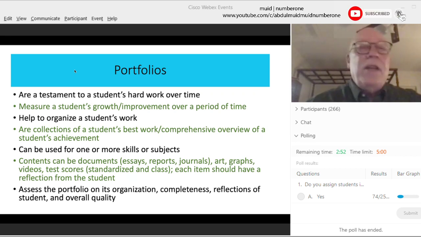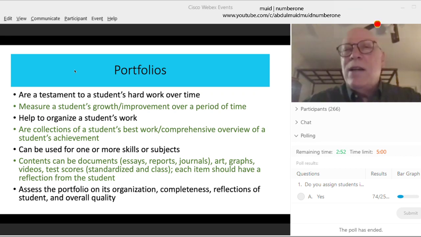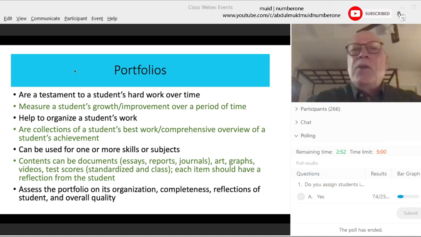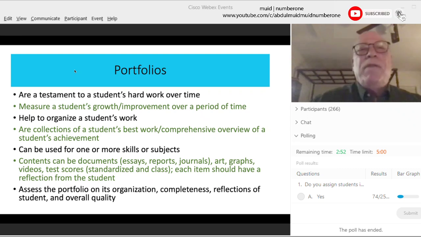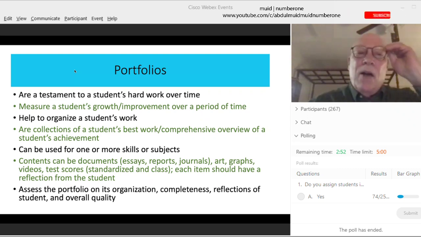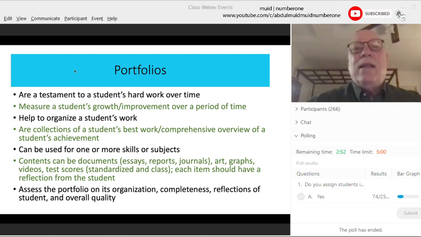You may have failed a test, you don't put that in there. You got 100 on another test, you put that in there. So you put in the best work. You got an A on this document, you got a D on this document, you put in the A document. You show the comprehensive overview of the student's achievement, how they are growing in the class. It can be used for one or more skills or subjects.